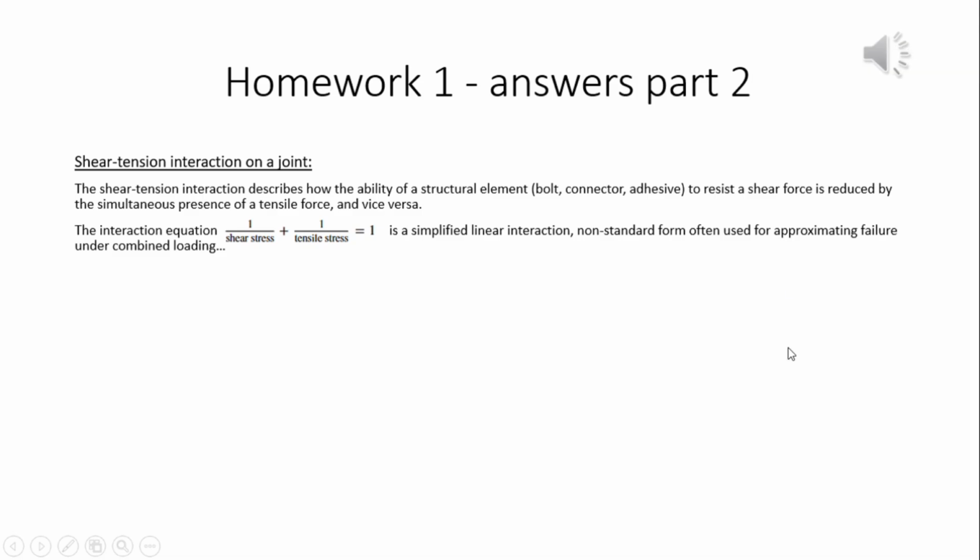Shear tension interaction on a joint. The shear tension interaction describes how the ability of a structural element, like a bolt, connector or adhesive, to resist a shear force is reduced by the simultaneous presence of a tensile force, and vice versa. The interaction equation, 1 divided by shear stress plus 1 divided by tensile stress equals 1, is a simplified, non-standard linear interaction form, often used for approximating failure under combined loading.